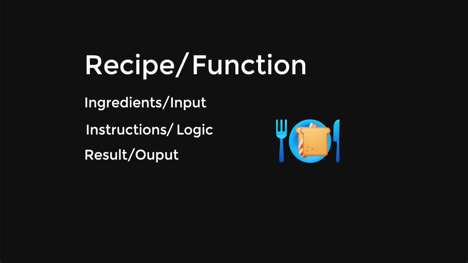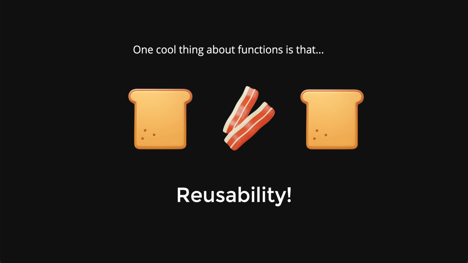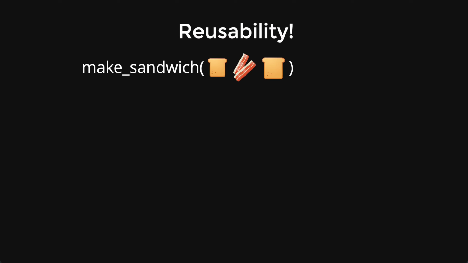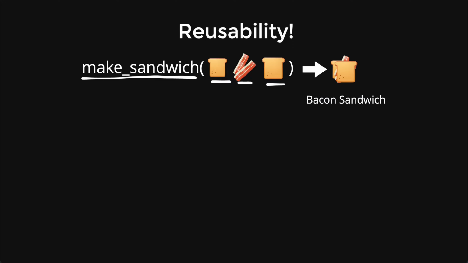One cool thing about a function is its reusability. What do I mean by that? For example, this is kind of how code looks. Basically, you have a make sandwich function over here with our inputs, which is the bread, bacon, and bread as well. Then, if you remember, with these ingredients, we will create our bacon sandwich.